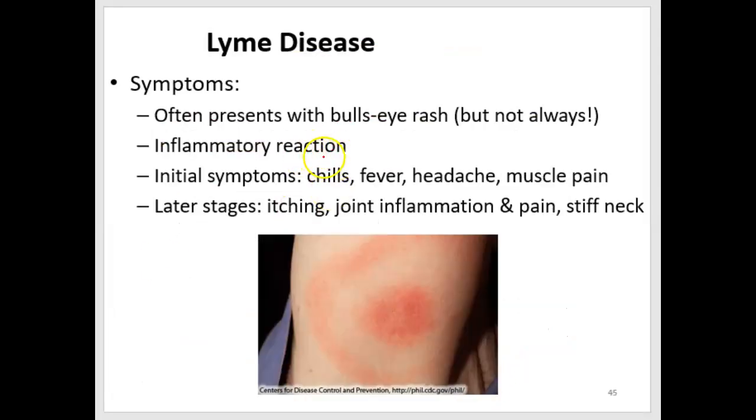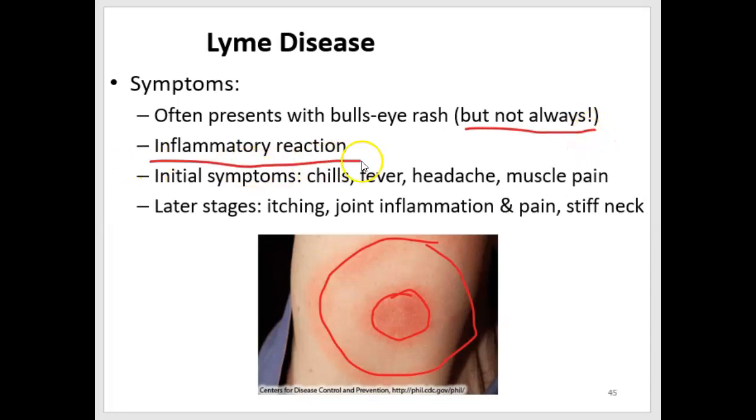What you see in somebody who has Lyme disease is the site of the tick bite, which was right here, develops kind of what we call a bullseye rash. But sometimes if it's on the back of your neck, you wouldn't see that. It does dissipate after a couple of days, so you don't always see that. But you do get inflammatory reaction that's pretty widespread in your body.